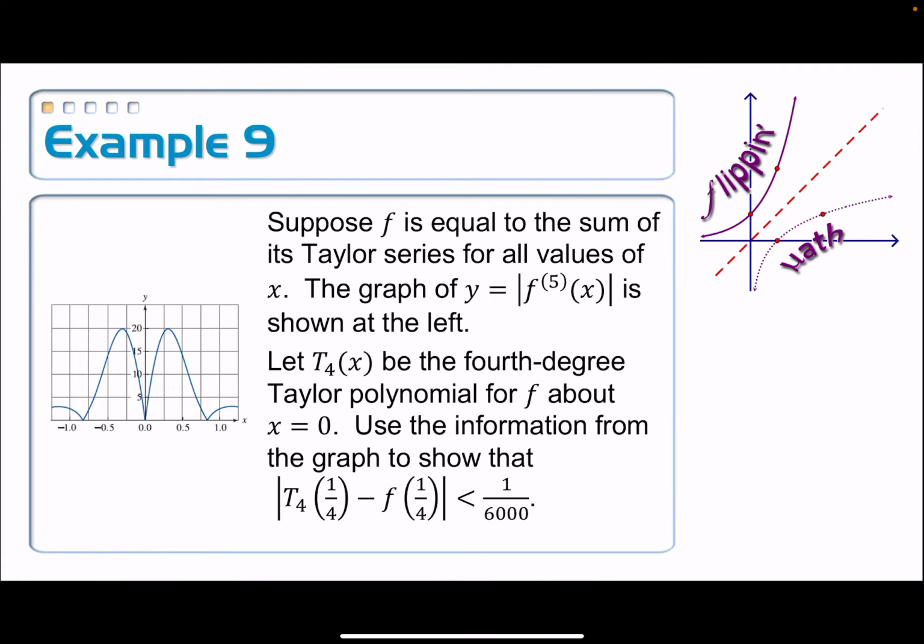Okay, so let T sub 4 of x be the fourth degree Taylor polynomial for f about 0. So technically this is the Maclaurin. But you know what? I call mine Taylor series anyway. Who's going to give that Maclaurin guy all his dues? Who knows? Not me. Use information from the graph to show that the absolute value of T sub 4 of 1/4 minus f of 1/4 is less than 1 over 6,000.